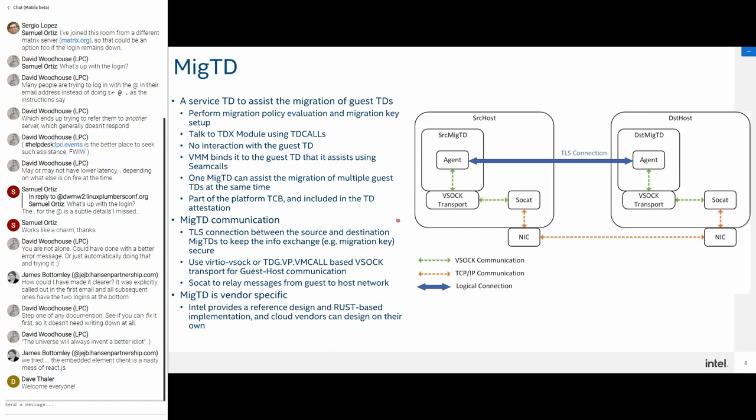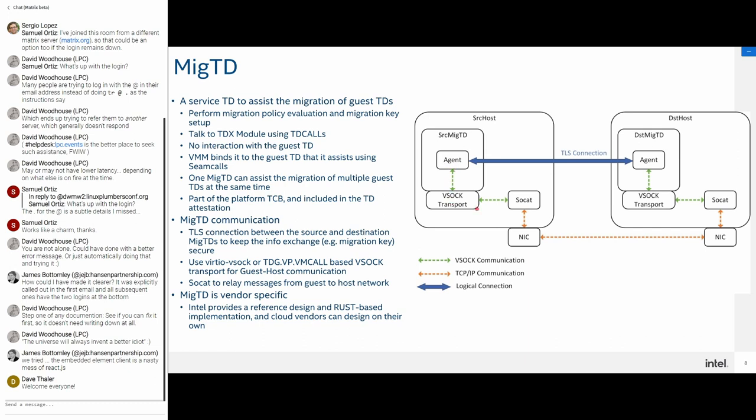There is a special case for the MicroTD communication. As you can see here, the source MicroTD and destination MicroTD need to set up a secure channel. Here it is a TLS connection. This secure channel is to securely transfer the migration key.